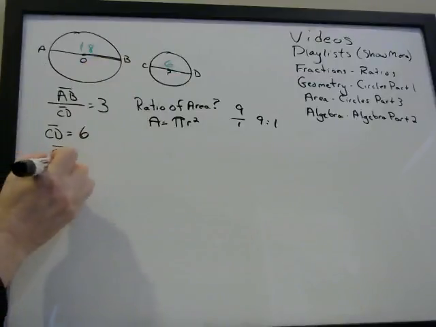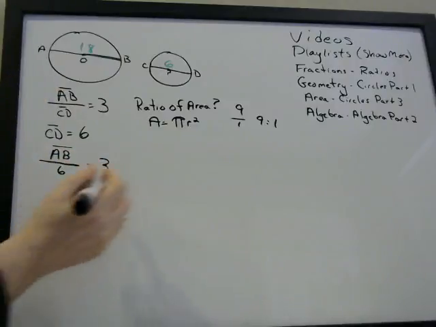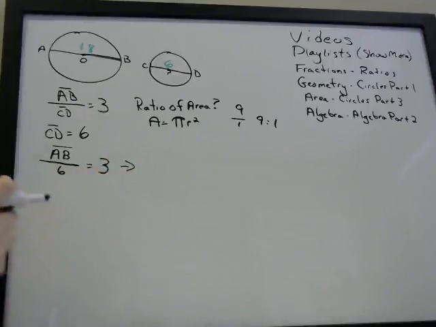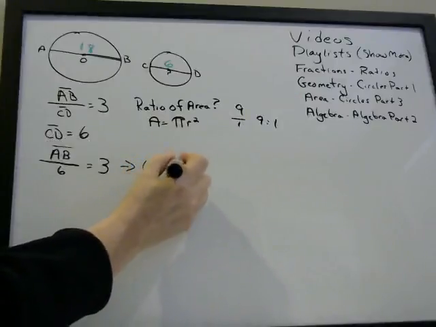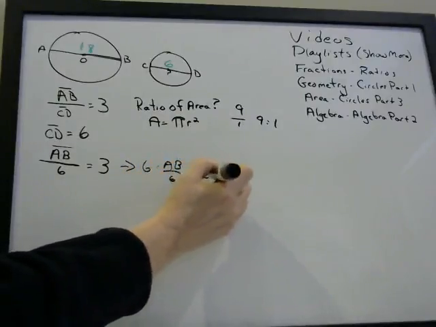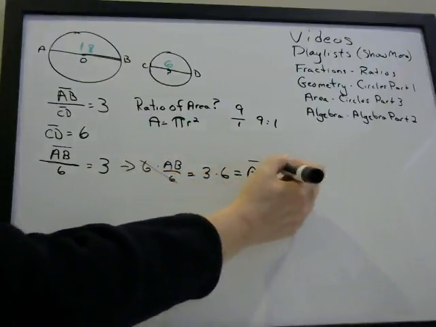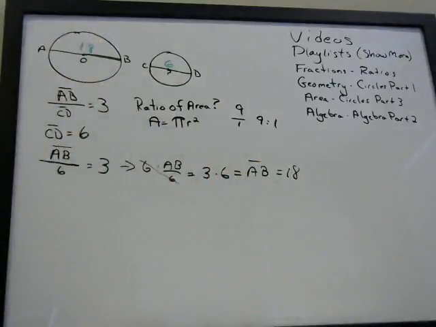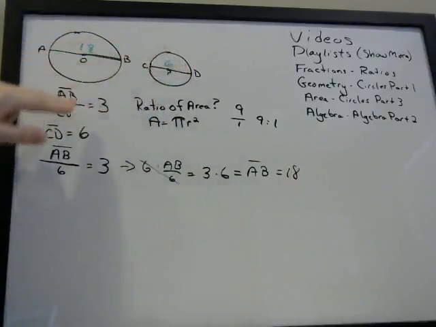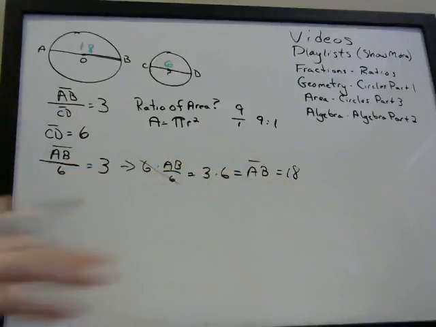So we have AB divided by 6, because I'm just using this formula, equals 3. So if you don't know how to solve for AB, you need to watch that video. So I'm not going to spend a lot of time doing it here. But we're going to multiply each side by 6. These cancel, and we get AB equals 3 times 6, which is 18. So that's how I got that 18. So if it doesn't make sense to you just to pick a number and say, okay, well this means it's 3 times larger, you can actually do the algebra and figure it out.